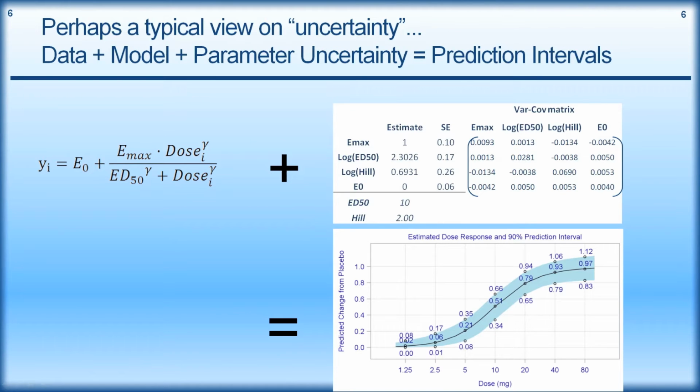Perhaps a typical view on uncertainty, so this is how I used to think about uncertainty 5 or 10 years ago. I would think that I had some data, I would have a model over here, and then I would estimate that model. So I get my estimated parameters, my estimated standard errors, and my estimated variance covariance matrix, and I could use this information to go on and construct a prediction interval, like a 90% prediction interval here, for the shape of my dose response.